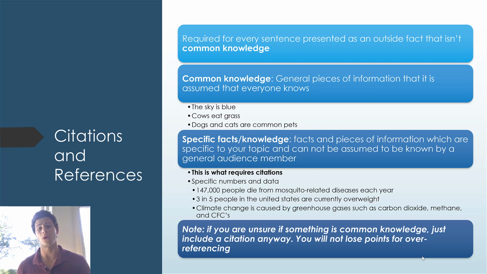However, contrast that with something called specific facts and knowledge. These are facts and pieces of information which are specific to your topic, and it's not necessarily understood or could be assumed that a general audience member is going to know that piece of information. For example, it might not be a piece of common knowledge that 140,000 people die from mosquito-related illnesses each year. That might not be something that you can really assume that your reader is going to share with you in understanding and knowing that knowledge, or that 3 in 5 people are overweight in the United States. That's a very specific fact. Whenever you present a specific fact within a scientific paper or within a research paper, you need to back it up. And this is where you use citations.